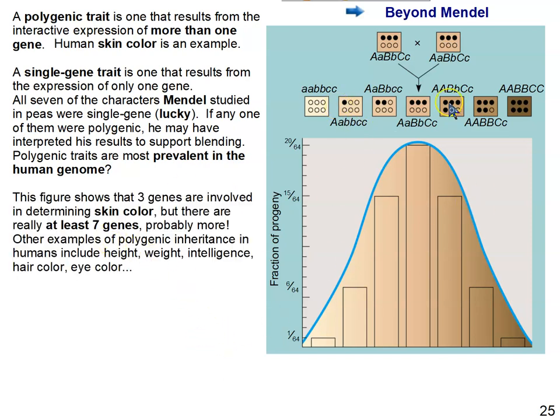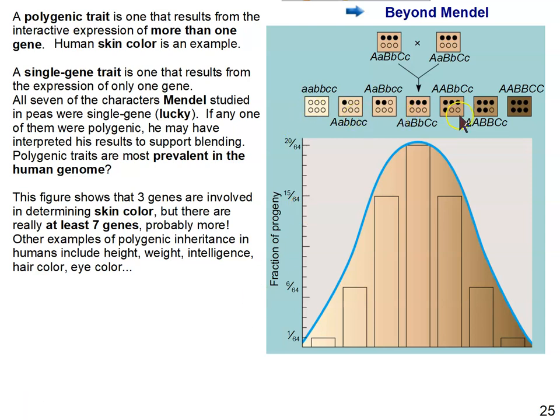So this figure is only showing 3 genes, A, B, and C, but human skin color is actually coded for by at least 7 genes, the interaction of at least 7 genes, and probably more. We just haven't discovered all of them yet. And it's the same for height and weight and intelligence and hair color and eye color and so forth. Most human traits are polygenic traits.